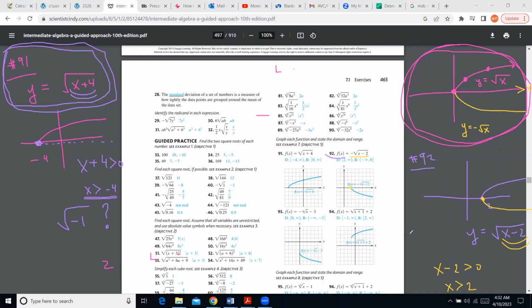So if I try to graph the actual exercise 92 that has a minus in front of that x minus 2 inside the square root, well, then the graph is going to start at point 2 and continue to the right, but be flipped. Whenever you have a minus, it's always like that.